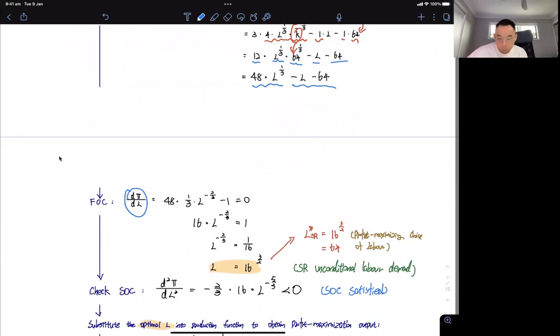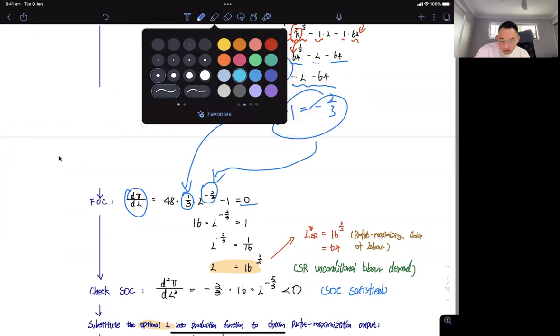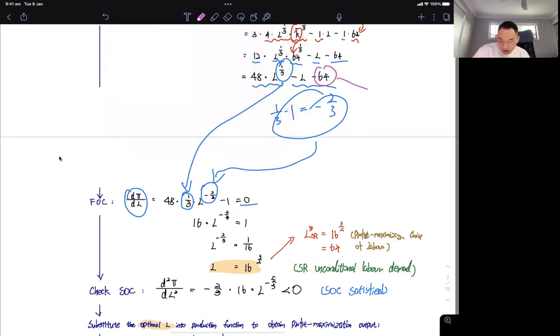Okay, so we know this is simply 48 times 1/3 times L to the power of 1/3 minus 1, minus 1, equals 0. Why is that? It's simply bringing 1/3 to the front, and 1/3 minus 1 will equal minus 2/3, so the power left is minus 2/3. From the constant rule, 64 becomes 0, so it drops out. And from the power rule, L becomes 1. If you remember, we talked about this in the first week's tutorial.